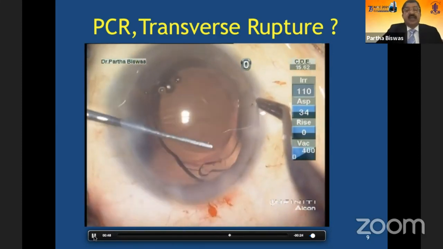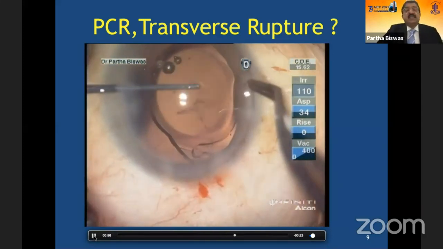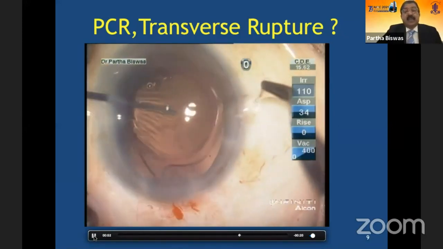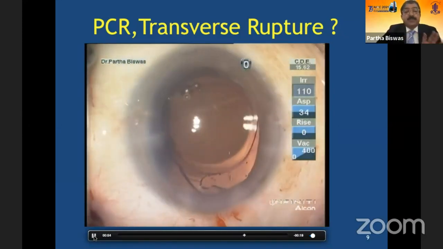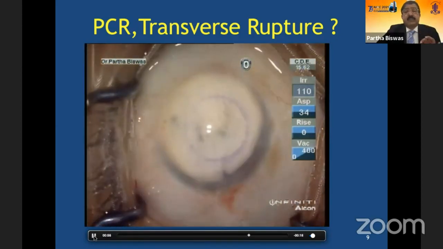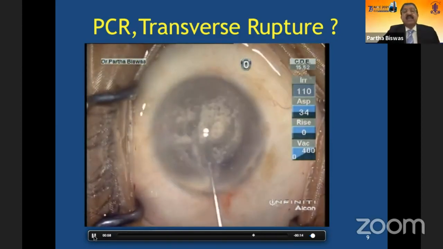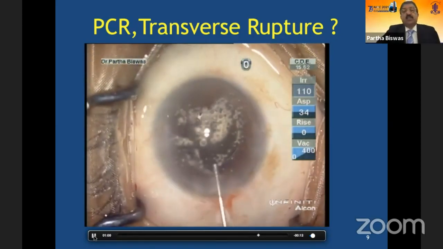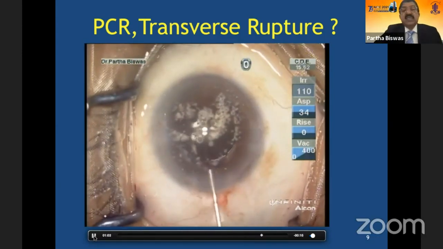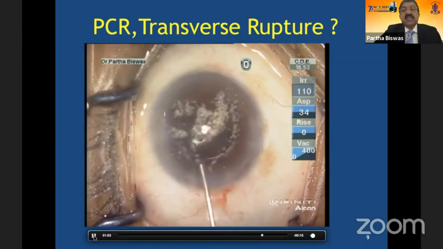It cannot be this way and that way. You have to see that it is going between the anterior capsular rhexis and the ruptured posterior capsule. This is very, very important. And once it is there, then everything is much better. So these are the things that I wanted to share with you.